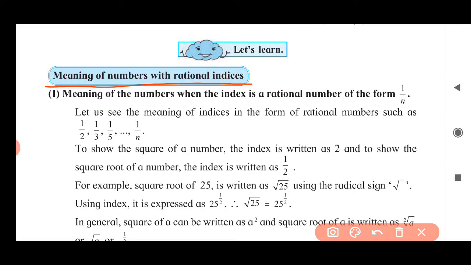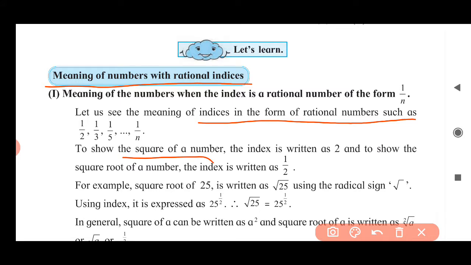या ठिकाणी काय नंबर जेव्हा इंडेक्स आहे त्याचा आणि तो रॅशनल नंबर आहे त्यावेळेस काय करायचं, the form 1 upon n. Let us see the meaning of the indices in the form of rational numbers such as 1 upon 2, 1 upon 3, 1 upon 5 ... 1 upon nth term. म्हणजे जर समजा इंडेक्समध्ये जर रॅशनल नंबर असेल तर कसा फॉर्म लिहायचा, to show the square of a number.